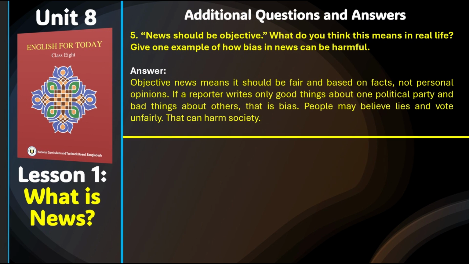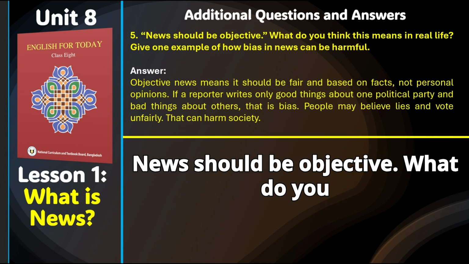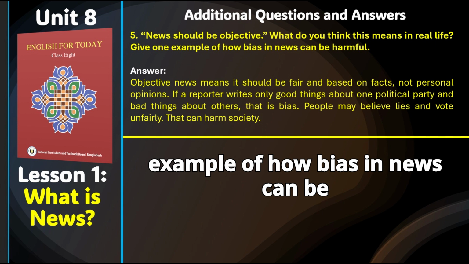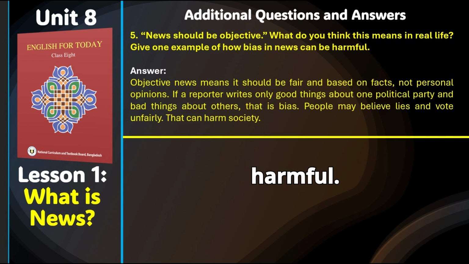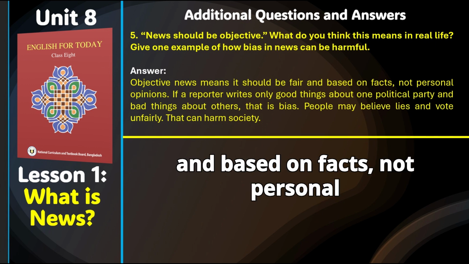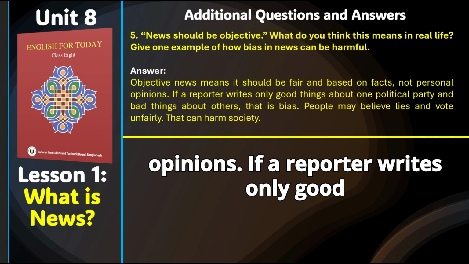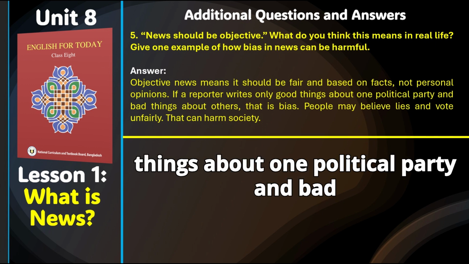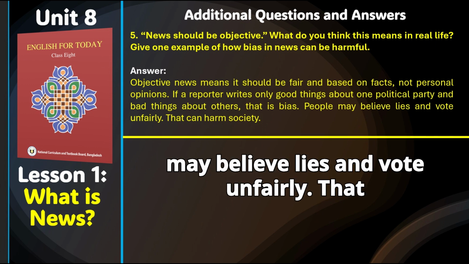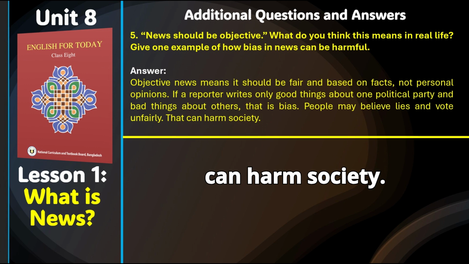5. News should be objective. What do you think this means in real life? Give one example of how bias in news can be harmful. Answer: objective news means it should be fair and based on facts, not personal opinions. If a reporter writes only good things about one political party and bad things about others, that is bias. People may believe lies and vote unfairly. That can harm society.